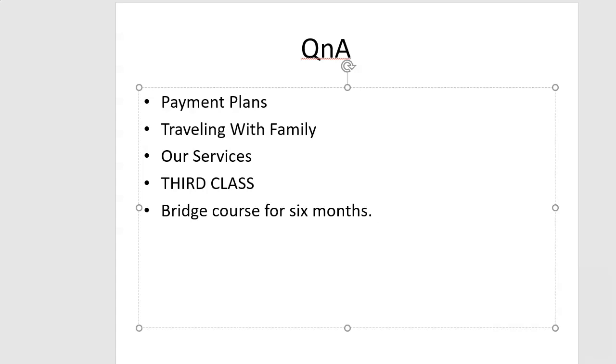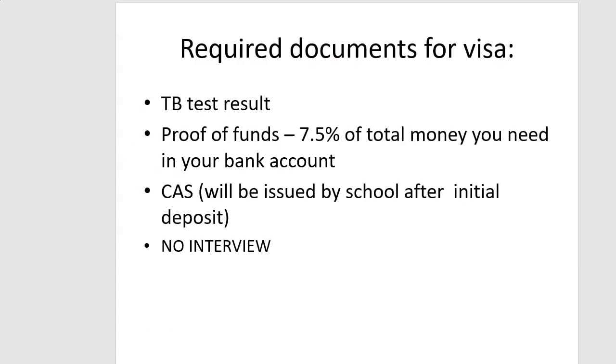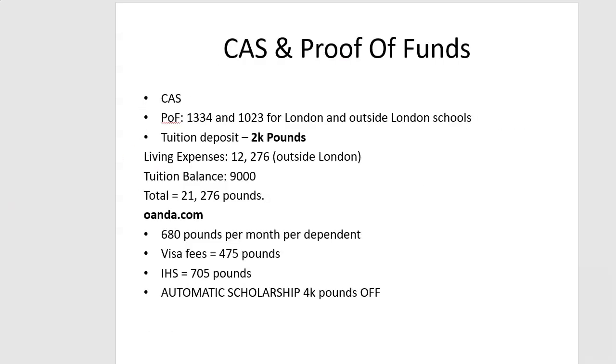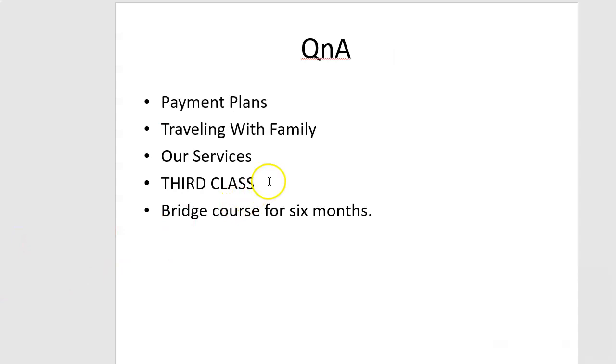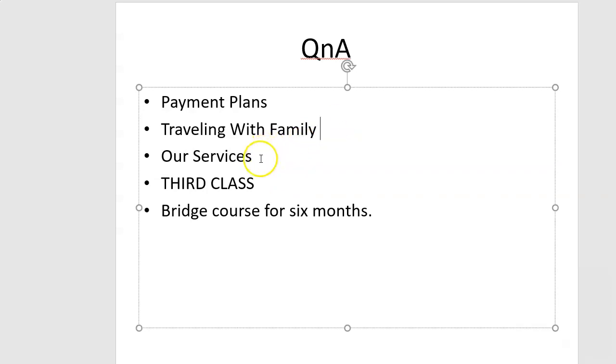The only thing that changes is your IHS fee, which is £705. If you are doing that 1 year 6 months, it will now be £920. If you graduated with 3rd class, you can travel and apply with your family, even if you have 100 kids, as long as they are your kids.